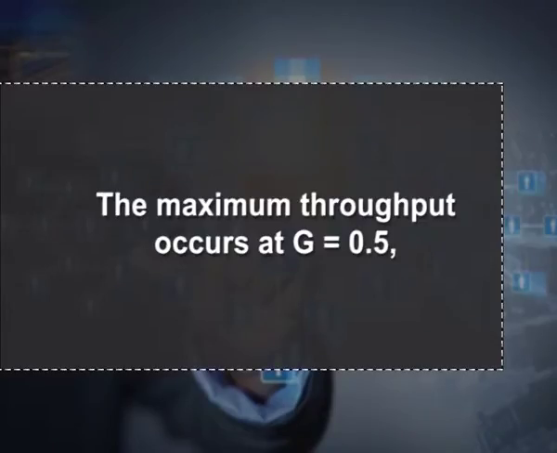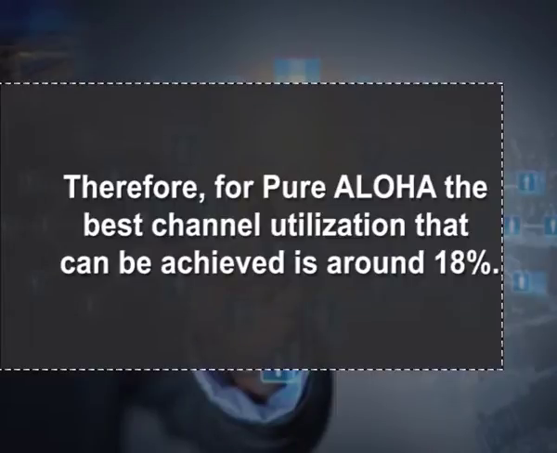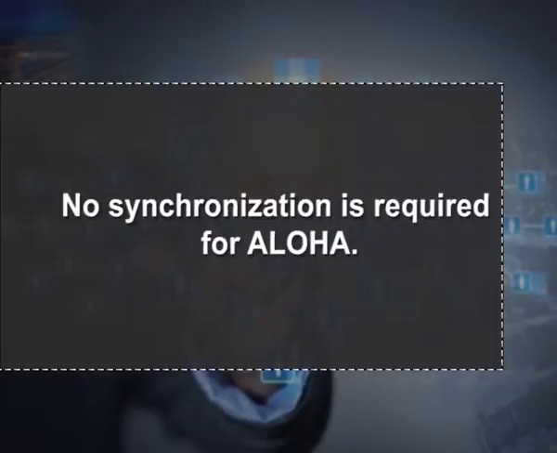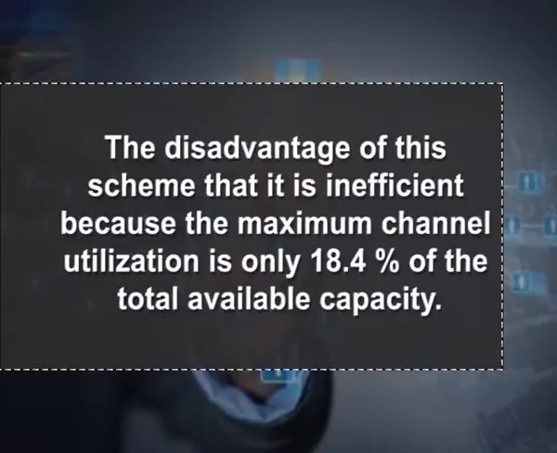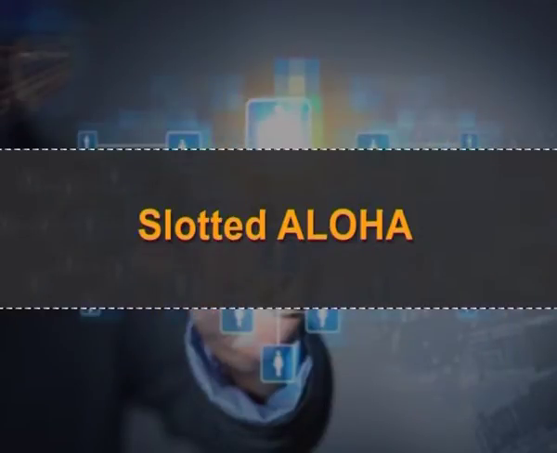The maximum throughput occurs when g is equal to 0.5. Therefore, for pure Aloha, the best channel utilization that can be achieved is around 18%. No synchronization is required for Aloha. Each station can transmit a packet whenever it has one. The disadvantage of this scheme is that it is inefficient because the maximum channel utilization is only 18% of the total available capacity. Next is slotted Aloha.